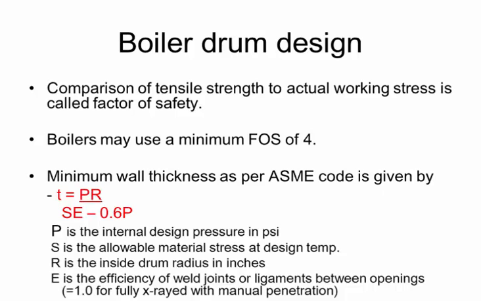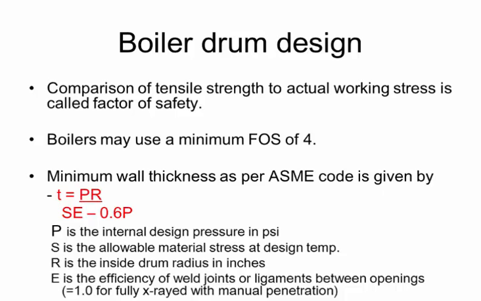Boiler drum design. A comparison of tensile strength to actual working stress is called the factor of safety, and we mentioned that before. So in the case of boilers, you may use a minimum, remember, a minimum factor of safety of 4. You can use higher, 6 if you prefer, which is a lot better.